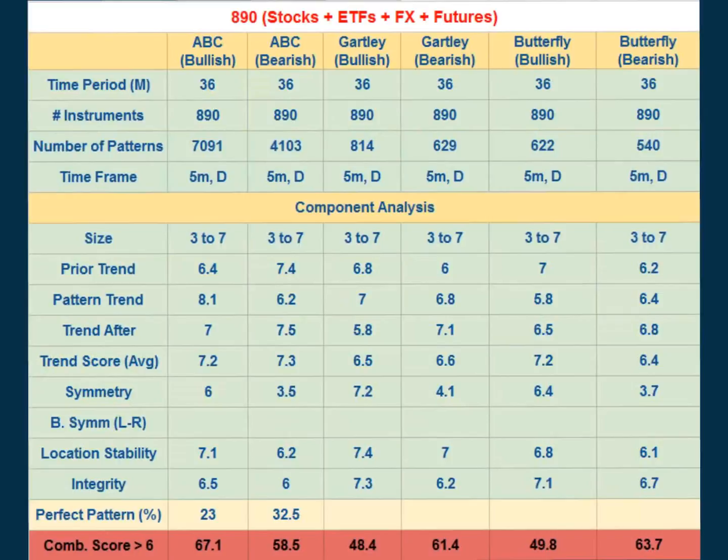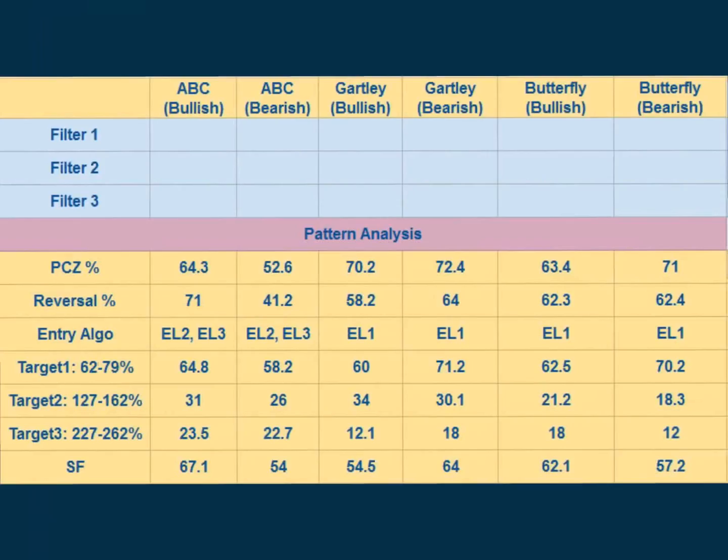And from that, I'm saying how many of them actually reached this TCZ zone and how many of them actually reversed. And once it's reversed, I'm looking at how many of them actually reached target 1, target 2, target 3%, and how many of them failed. So that's how I actually came to the success and failure ratio.